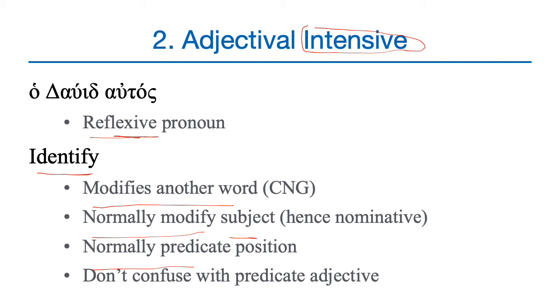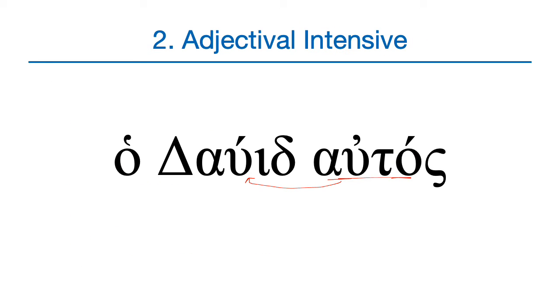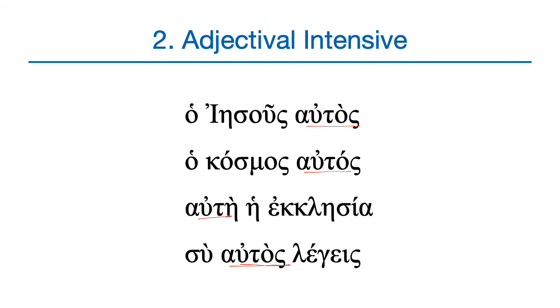David himself. When it is used this way, it will always modify another word. Like here, autos is modifying David. It can come before or it can come after. But if it comes before, it will have to be before the article to be used intensively. Okay, you can read there how to identify it. Again, ho David autos means David himself. Here are a few examples to see if you can figure it out.